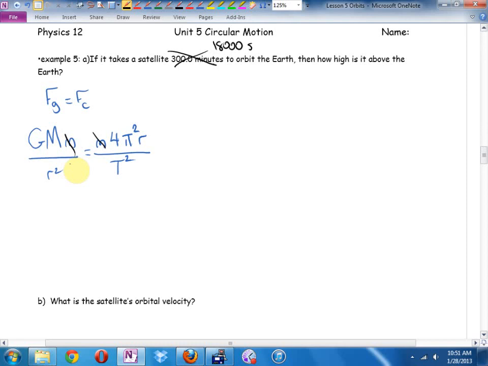Let's get the r by itself. This is going to be a little bit weird. When I move the r squared up to the top, I get an r cubed, yes. And this T squared can move over there, and this 4 pi squared can move over there. In fact, I think I get this: r cubed equals big G, big M, T squared all over 4 pi squared, yes?